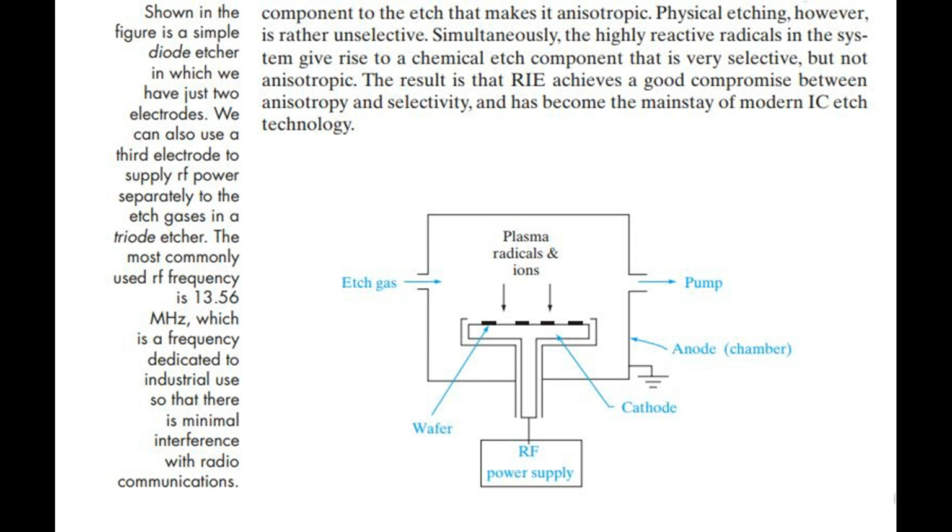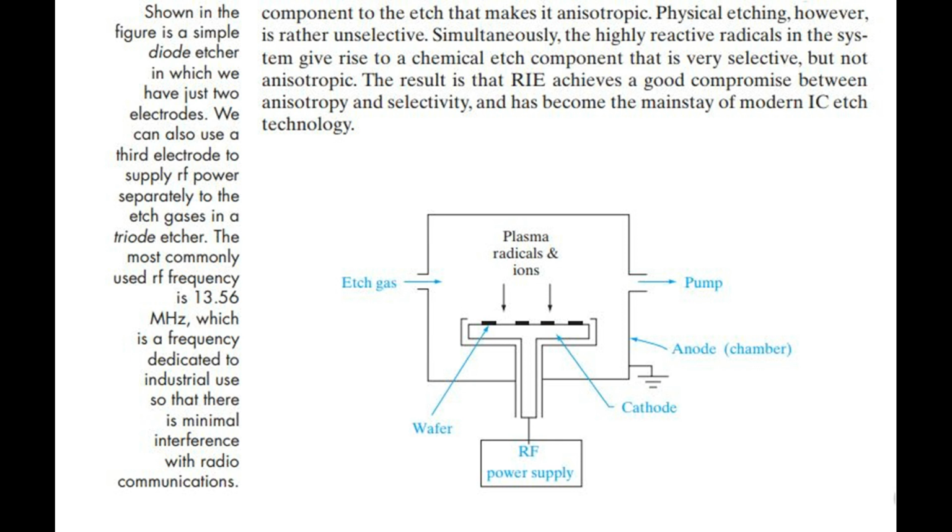Physical etching, however, is rather unselective. Simultaneously, the highly reactive radicals in the system give rise to a chemical etch component that is very selective, but not anisotropic. The result is that RIE achieves a good compromise between anisotropy and selectivity, and has become the mainstay of modern integrated circuit etch technology.